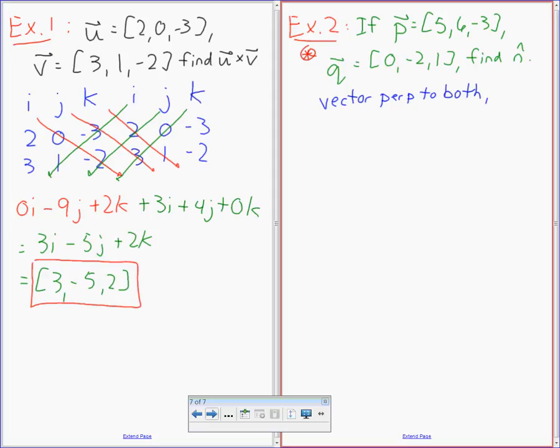Nope. It starts at the origin. You're missing it. Tyler, I know you've done this because you saw it on your last test. What else do we know? What else do you know about n hat? It's a vector perpendicular to both. What else is it?